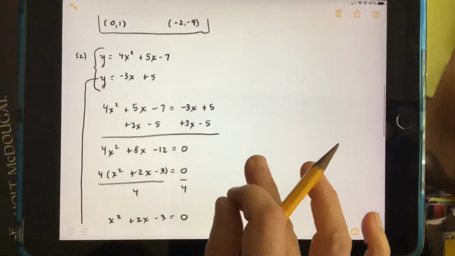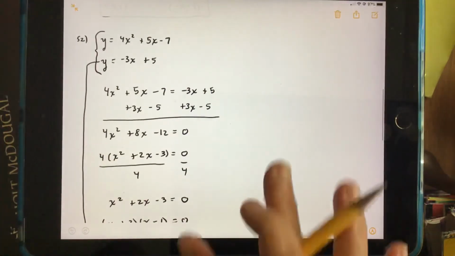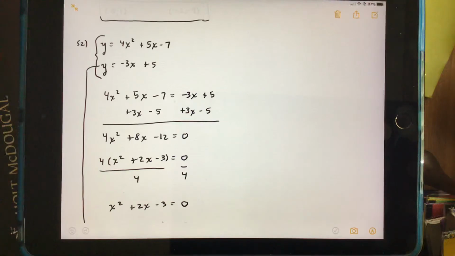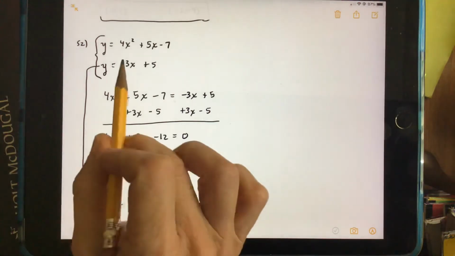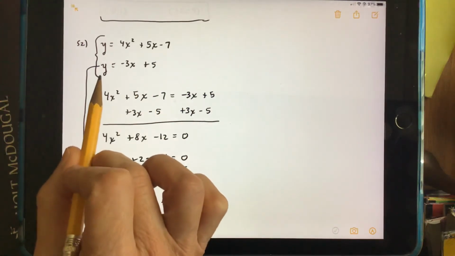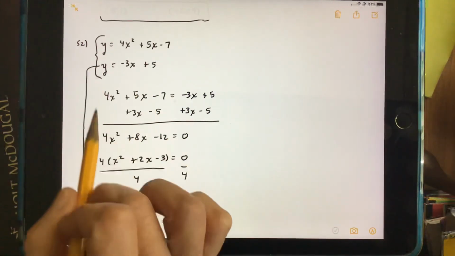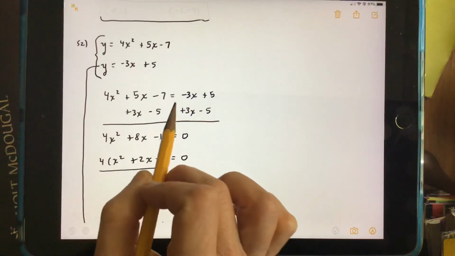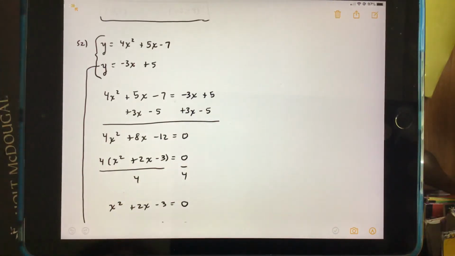Sample 2. Same idea on this one. There's more practice of solving a system that includes a quadratic equation and a linear equation. So our first step will be to substitute, and in this case I'm going to use 4x squared plus 5x minus 7. I'm going to substitute it in for this y value because it is the same thing as y. So 4x squared plus 5x minus 7 is equal to negative 3x plus 5.